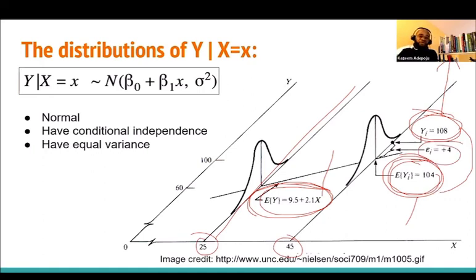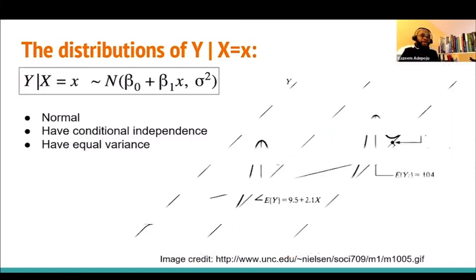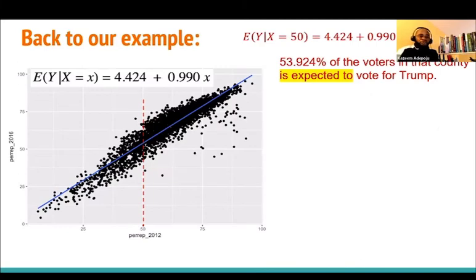Which means 4 is actually the error. Take a look at that. Okay, now I want to quickly go back to our example, the Trump example.